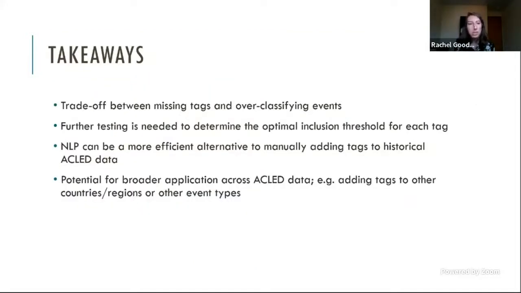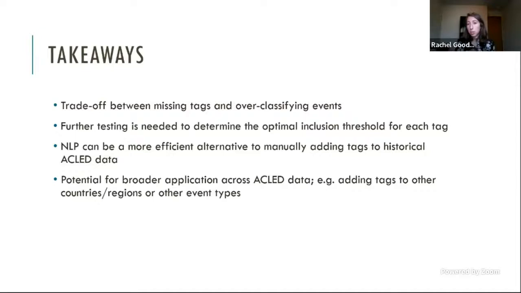So with that being said, I think one of the major takeaways from this is that we definitely need to do some further testing to optimize that inclusion threshold, because what we're really dealing with is a trade-off between missing tags and overclassifying events. And so for each tag, we need to find that middle ground where we're minimizing the number of missing tags, but also where we don't have so many overclassified events that our reviewers need to correct. So this process was really a first step for us.